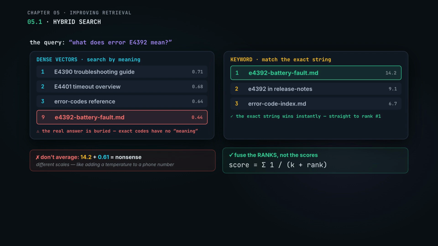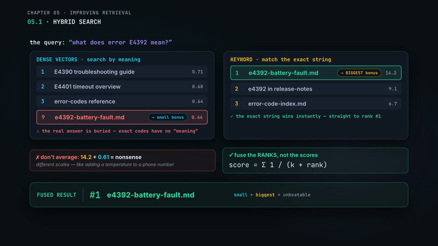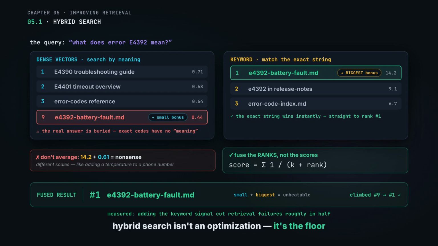Now watch it work on our document. Rank 9 on the meaning side, a small bonus. Rank 1 on the keyword side, the biggest bonus there is. Added together, that total beats every document that sat mid-table on both lists. So it climbs, from rank 9 to rank 1. No normalization, no tuning. Almost embarrassingly robust, which is exactly why it is built into every serious search engine. And Anthropic measured the impact on their own benchmark: adding the keyword signal cut retrieval failures roughly in half. Hybrid search is not an optimization. It is the floor.